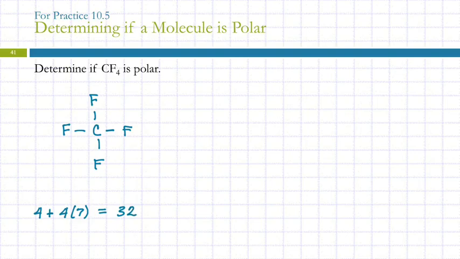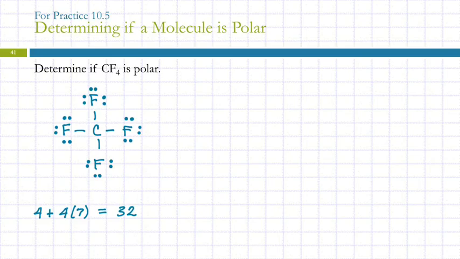I already have some for the single bonds: 2, 4, 6, 8, 10, 12, 14, 16, 18, 20, 22, 24, 26, 28, 30, 32. So there's my Lewis structure. I did that kind of fast because that covered that already.